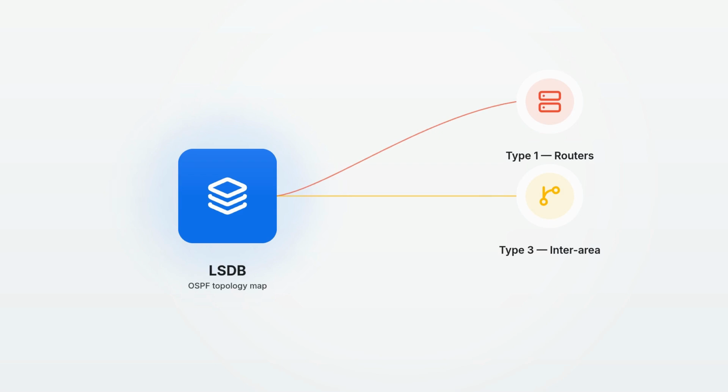Here's the useful way to read the LSDB. Think of it as OSPF's map of the topology, built from different LSA types. Type 1 describes the routers, Type 2 describes the shared segment, Type 3 shows inter-area summaries from the ABR, and Type 5 shows external routes coming in from the ASBR.